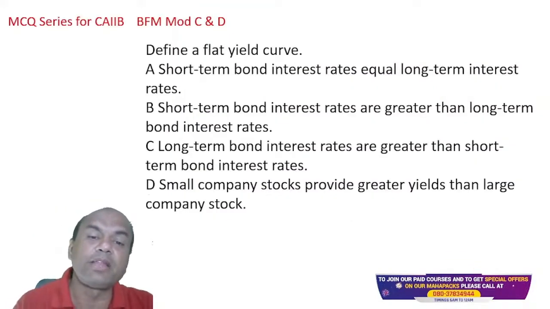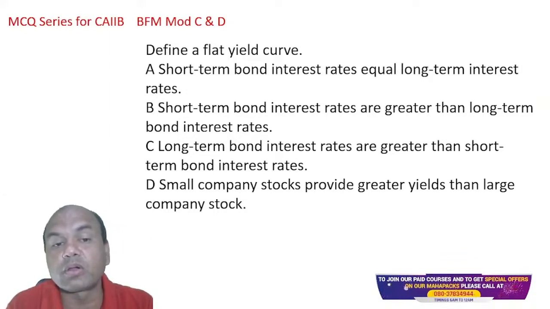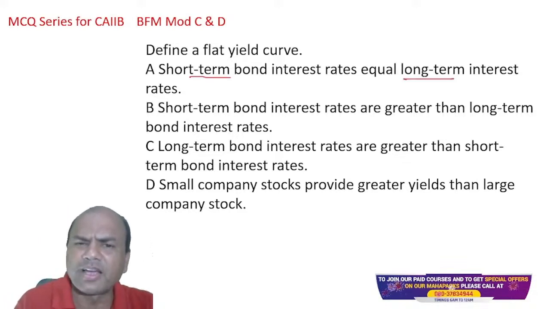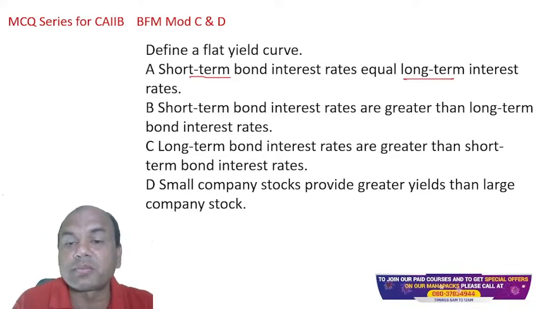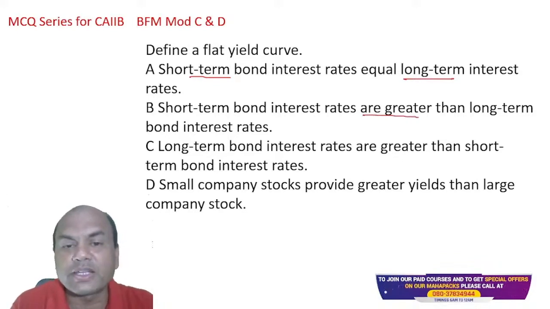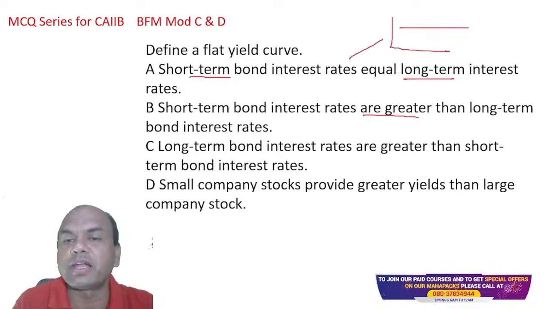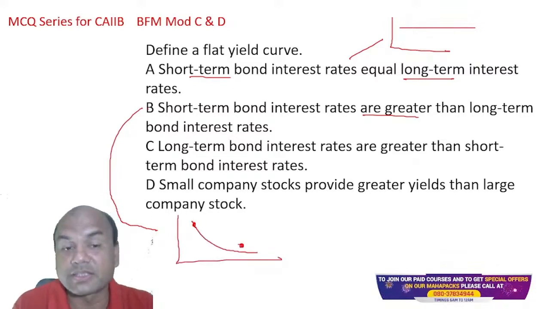Define the flat yield curve. Flat means, just now we saw that short-term bond rates are equal to long-term interest rates. So basically short-term rates equal long-term. I think that is the answer, or no? Let's see. Short-term interest rates are greater than long-term. Short-term greater than long-term. Can you plot these curves? Let me plot these curves. See this. Short-term equals long-term, so this is flat over here. Let's plot this B. Short-term is greater, long-term is lesser, so it will be like this. Recession. Long-term interest rates are greater than short-term interest rates.